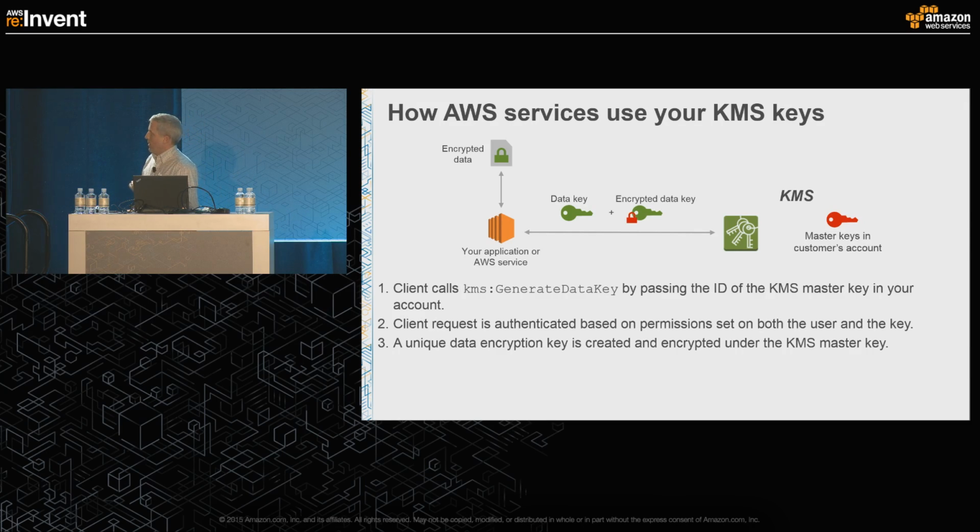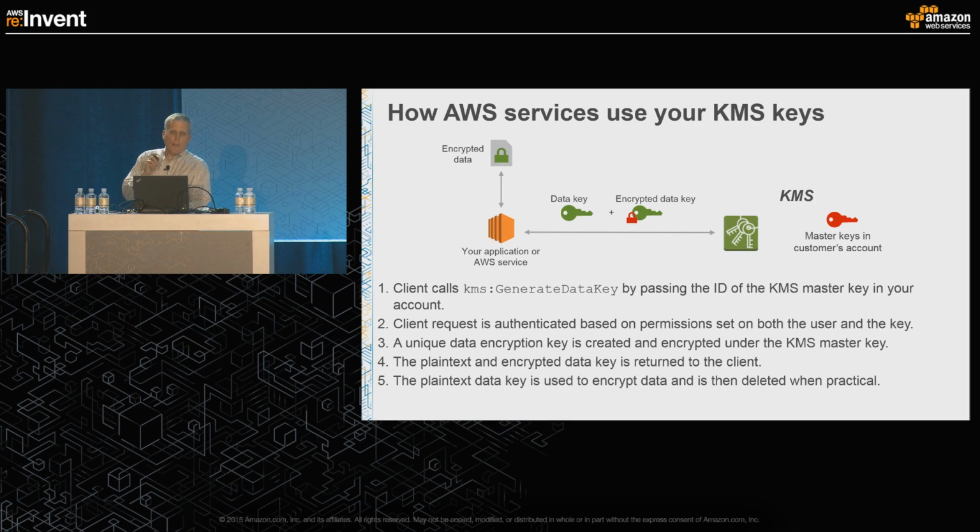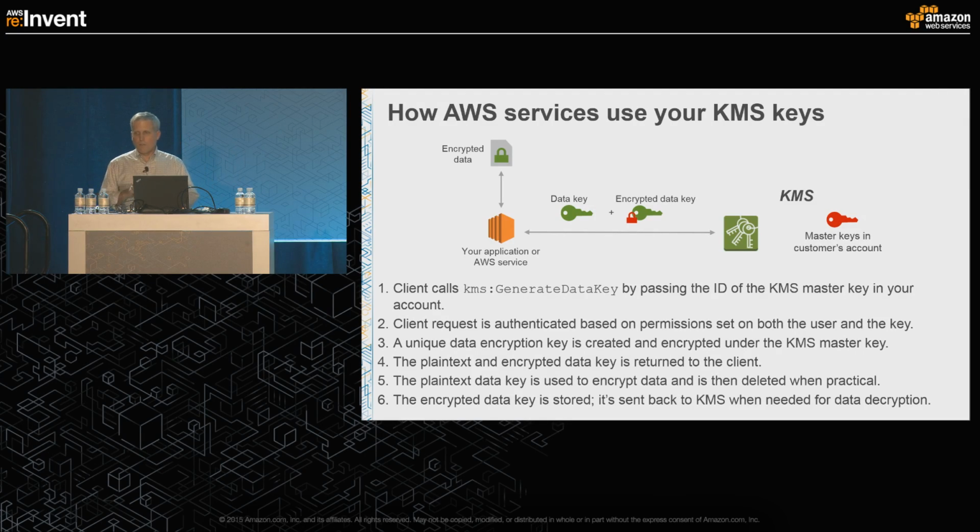So, in this case of the EBS volume, we generate a unique 256-bit AES key that will be applied to encrypt all I/O to and from your instance and the EBS volume. We return that plain text, and we return the encrypted version of that key that gets used when you are ready to decrypt your volume in the future.